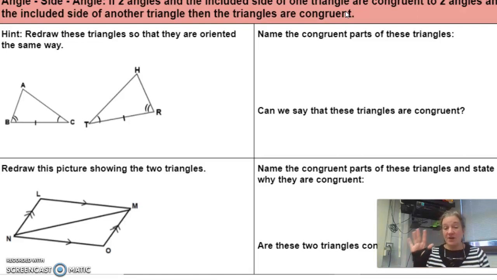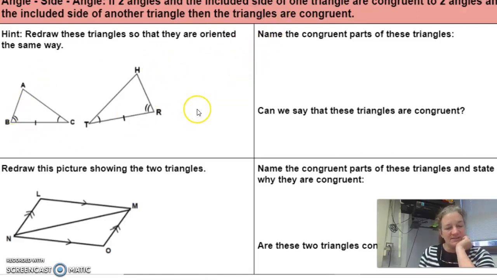Well, it turns out there are actually 5 ways to prove triangles are the same. So you've learned 2 of them. Today we're going to learn 2 more: angle, side, angle, and angle, angle, side. Okay? We're going to look at angle, angle, side first.